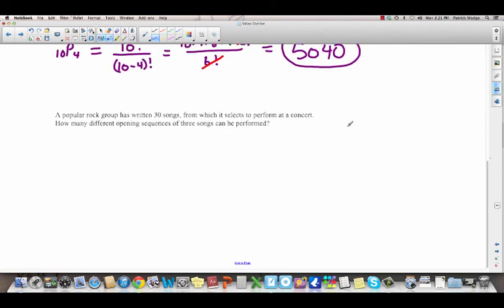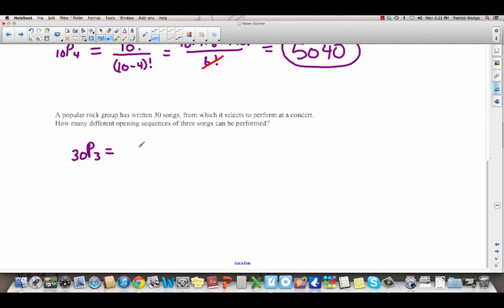Okay, the last one. A popular rock group has written 30 songs from which it selects to perform at a concert. How many different opening sequences of 3 songs can be performed? So they're backstage and they're arguing over which songs of our 30 we have to choose from. What should be our first 3 songs? Because we want to really hit the audience strong, right, at the start. We're going to come out all guns a-blazing. So they've got 30 to pick from, and they're picking only 3 of them.